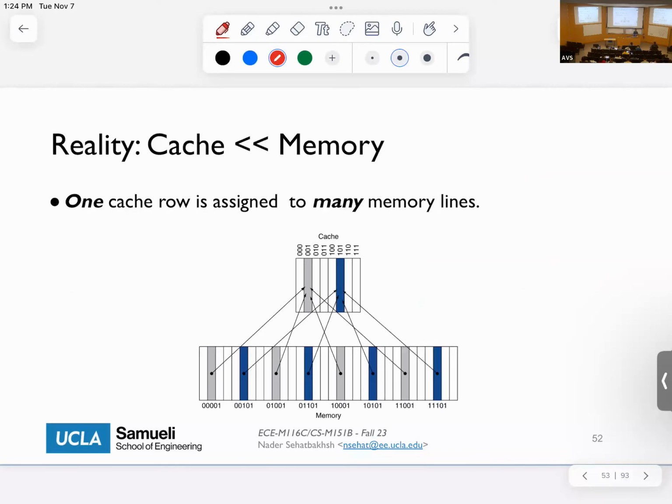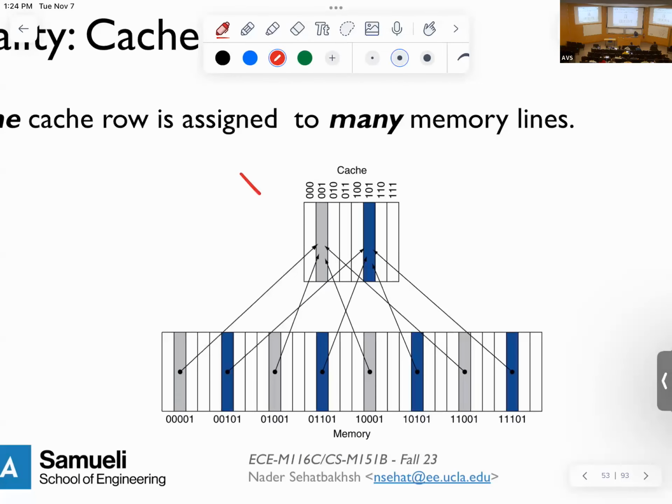So this is basically the reality. If you consider this as your cache, let's say it has 8 different rows. I'm showing the rows like this. And if this is your main memory, and let's say your main memory has 32 different rows, so you have a 5-bit address, everything is inside your main memory, but only 8 of them are inside your cache.